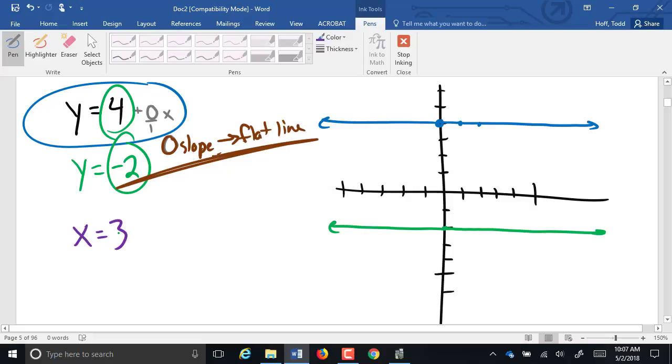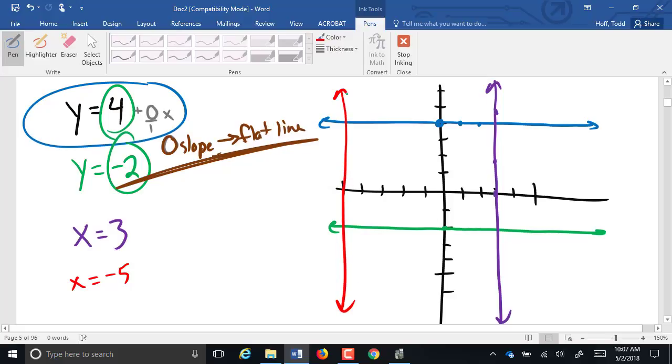Well, if y equals 4 is a flat line at 4, what's x equals 3 going to be? Well, here's where x equals 3, right? Does x equal 3 here? How about here? Yeah, so that's just going to be a vertical line at x equals 3. Or even x equals -5. Vertical line at x equals -5.